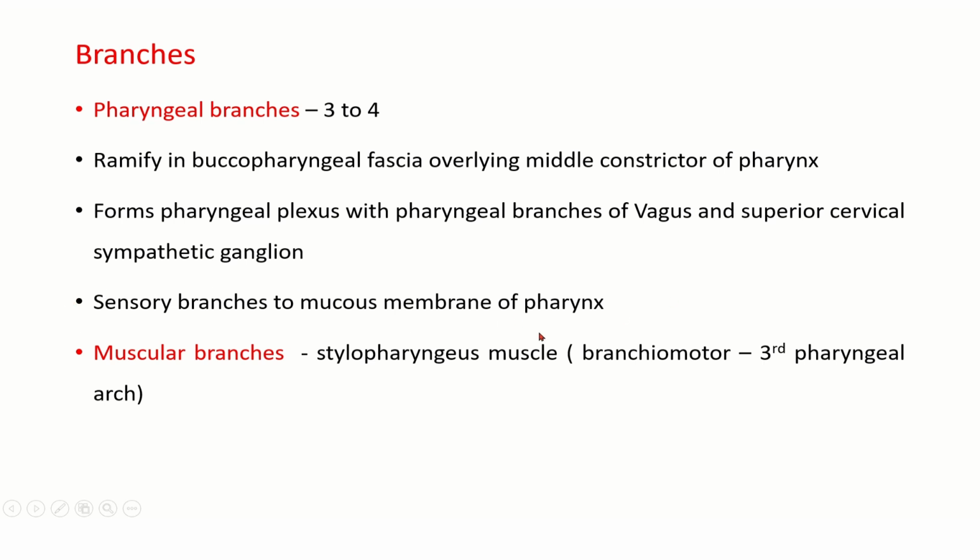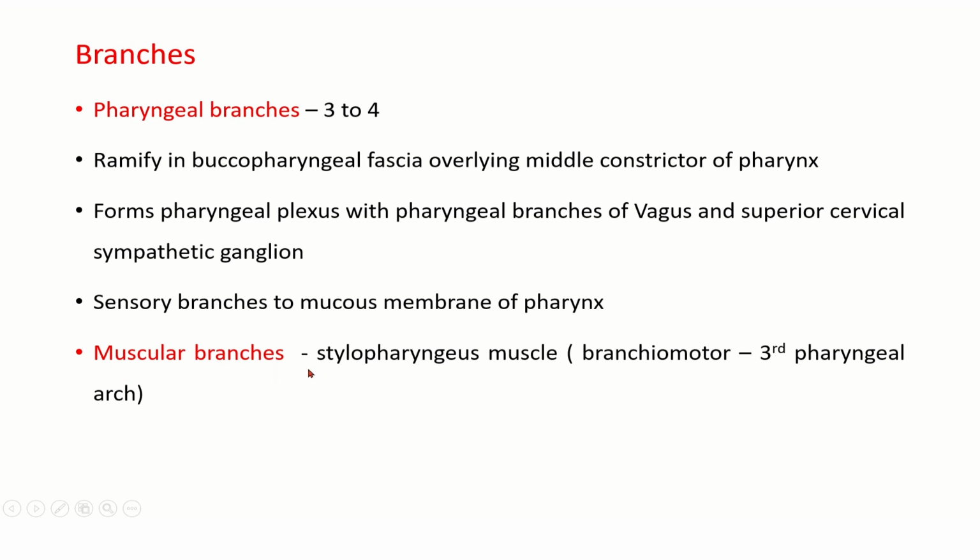So if you see the pharyngeal plexus, there are three components. One is the glossopharyngeal, one is the vagus, and the other one is the superior cervical sympathetic ganglion. Out of the three, the glossopharyngeal component gives sensory branches to the mucous membrane of the pharynx. That is why, on stimulation of the pharynx, the sensory component passes through the glossopharyngeal nerve for the gag reflex.